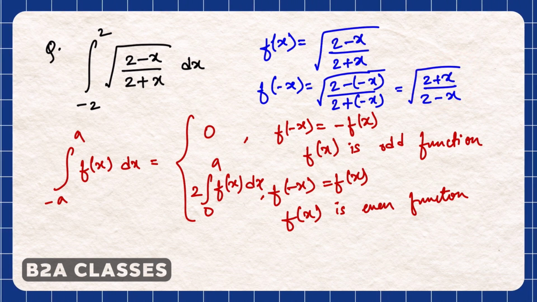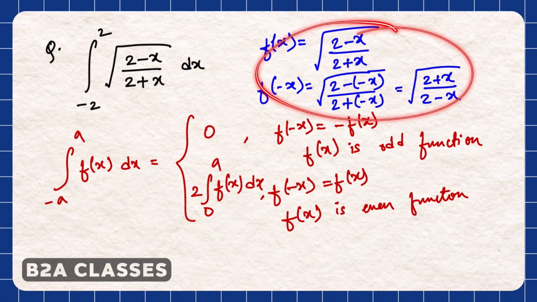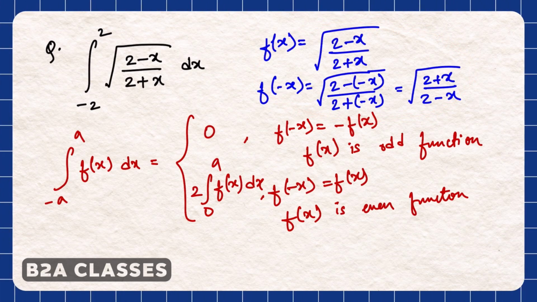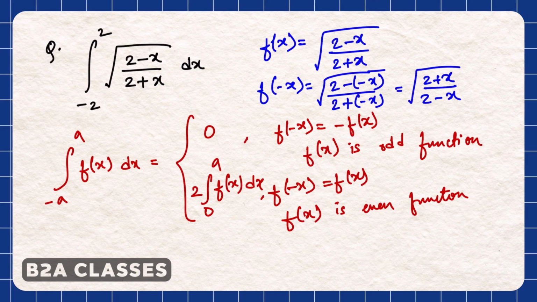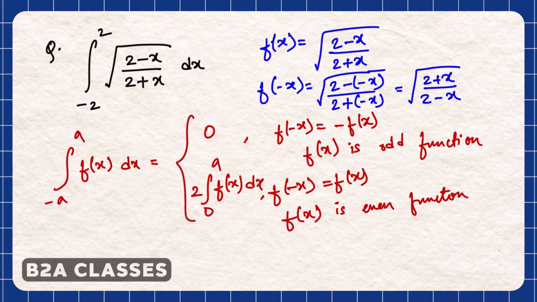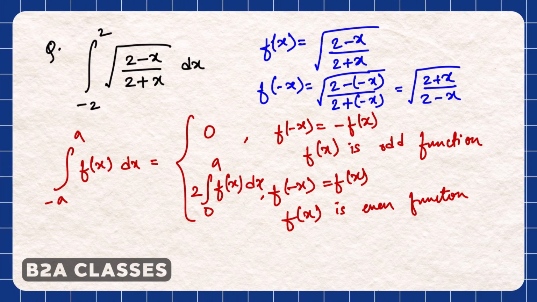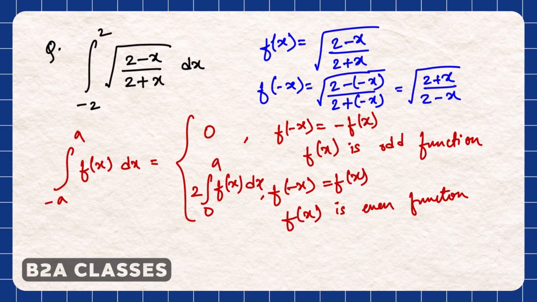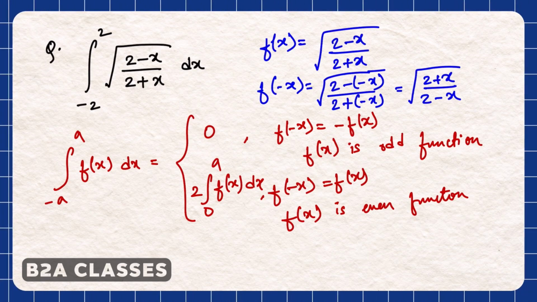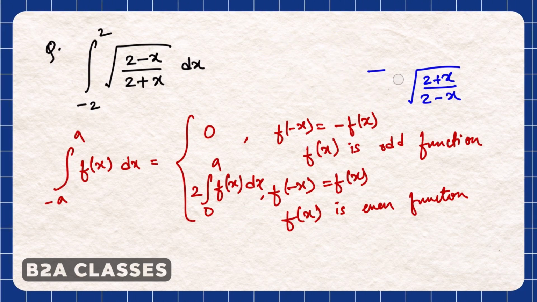So this function is neither f of x nor minus f of x. Therefore, this function is neither an odd function nor an even function. So at this stage we cannot apply the property, because it is neither odd nor even. But we can simplify this function, we can reduce it. So we will try to reduce this function and solve the integral using this property. So let me erase this part.